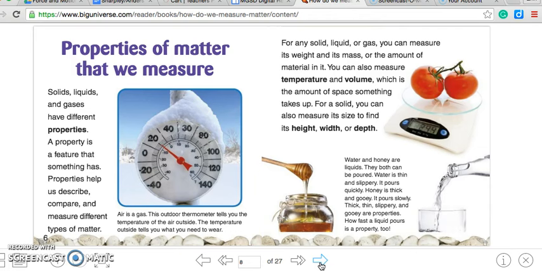Water and honey are liquids. They both can be poured. Water is thin and slippery. It pours quickly. Honey is thick and gooey. It pours slowly. The thick, thin, slippery, and gooey are properties. How fast a liquid pours is a property too.